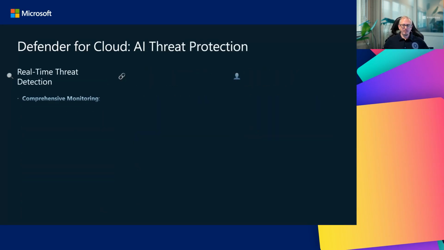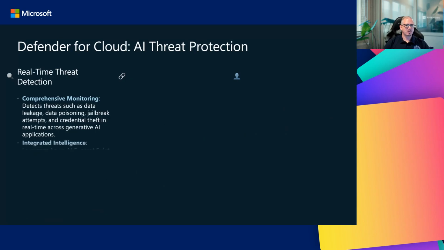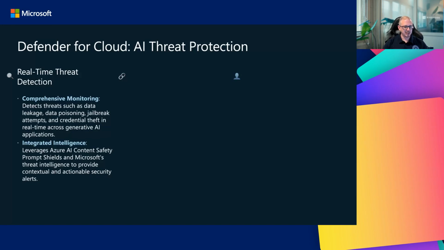So moving on into threat protection. So we've done the discovery, we're generating visibility, but we want to get some active threat protection. So what Defender allows us to do is to actively monitor AI services which have been provisioned in our environments.